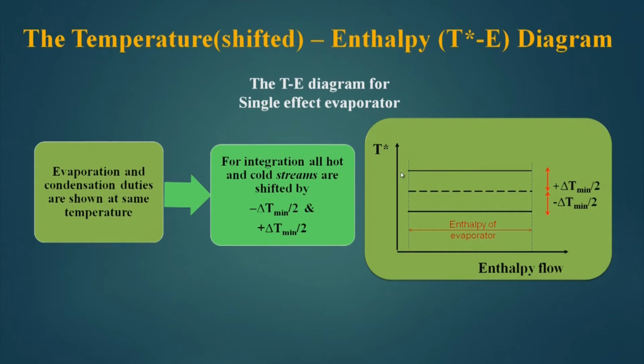Now, when I convert this into T star, which is a shifted temperature, then the cold stream has to be shifted by plus delta T minimum by 2 and the hot stream will be shifted by minus delta T minimum by 2. If I do so, now both streams are separated by a delta T minimum, and this square now represents the evaporator in a shifted temperature enthalpy diagram.